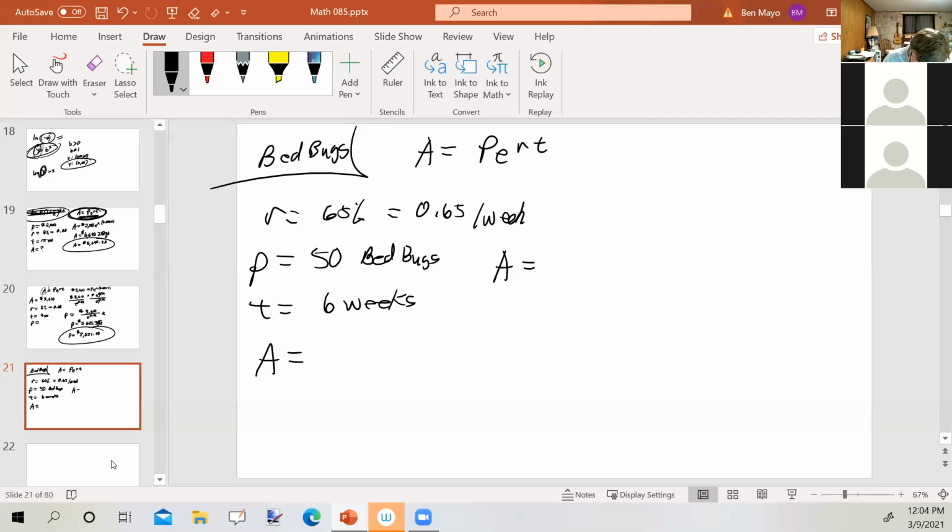A equals 50 times e to the 0.65 times 6 power. And so let's see actually how I wanted to write that. Let's write that again here.